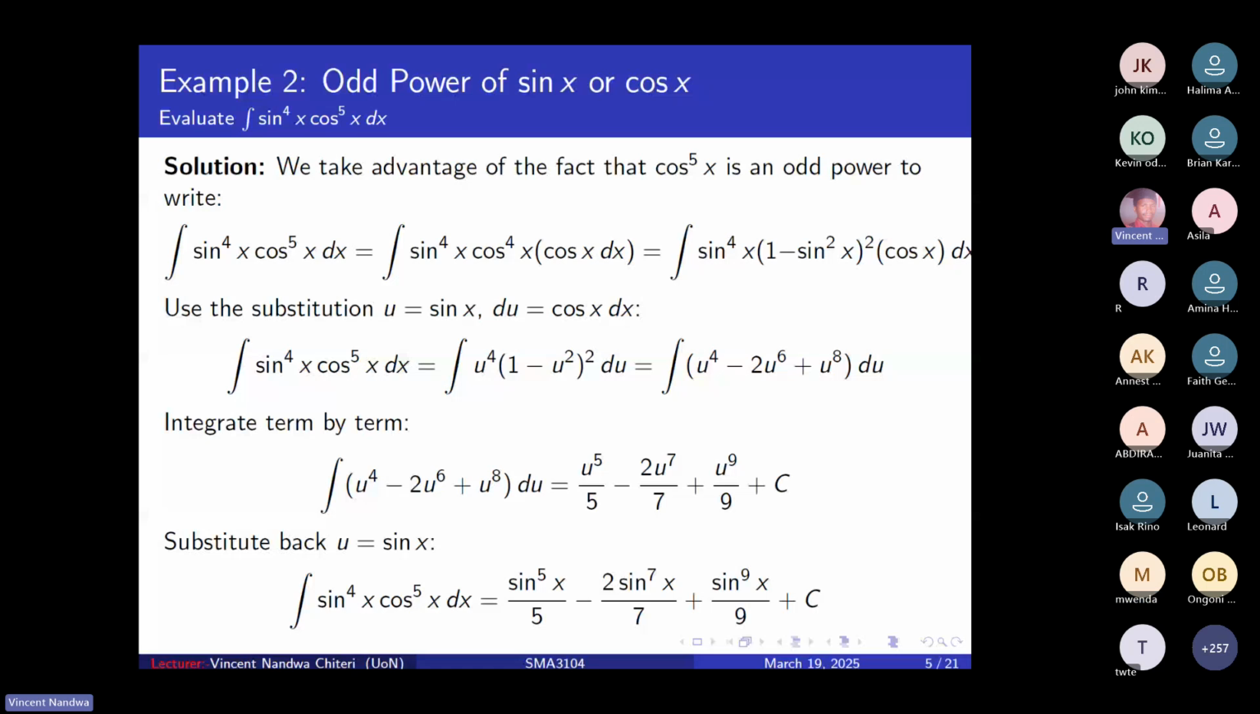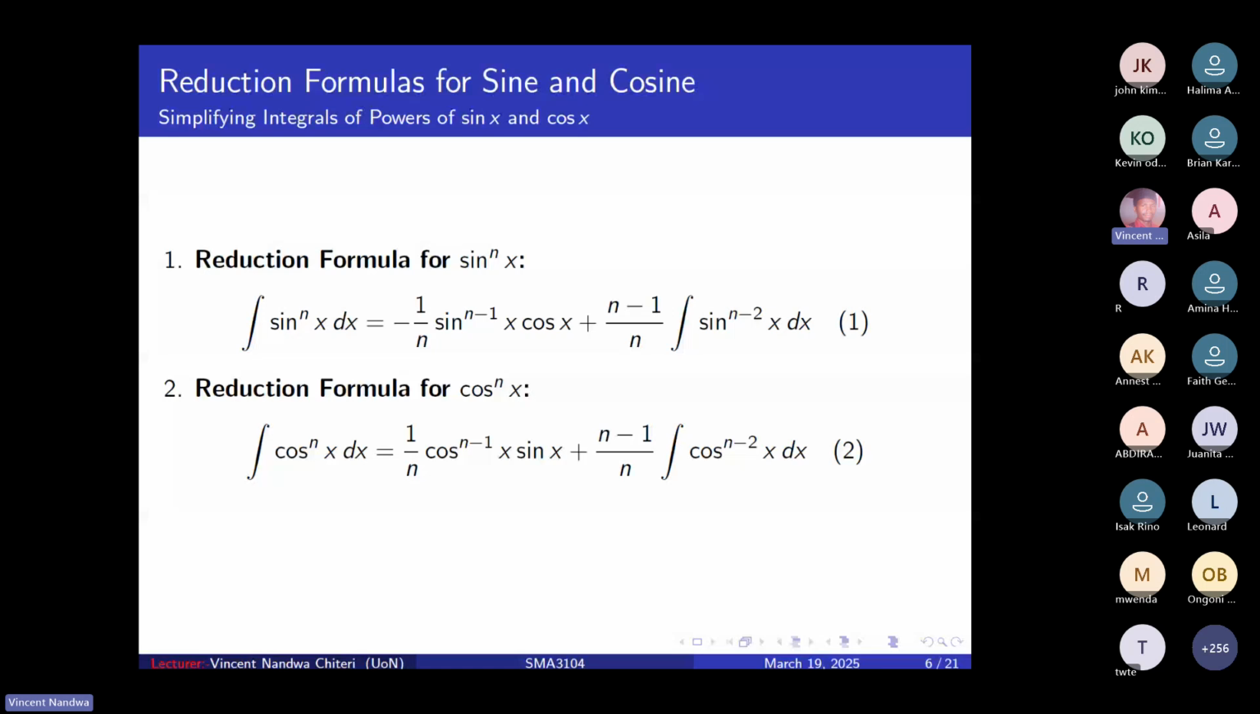Just as a recall from what we did previously in class, these are the reduction formulas involving sine power n and cosine power n. These reduction formulas usually help us to deal with the integrals where both powers of the sine and cosine functions are even. So the next example is to evaluate the integral of sine power 4 x dx.